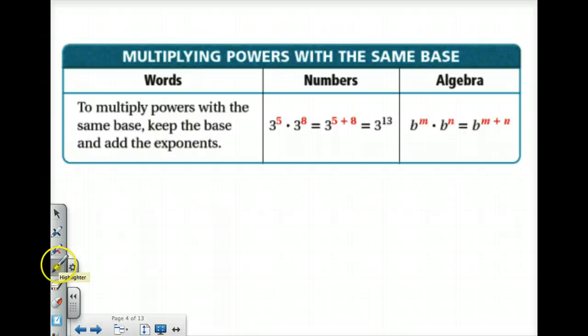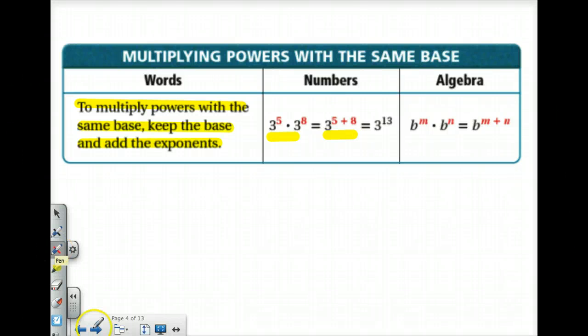So let's talk about multiplying powers that have the same exact base. Anytime we multiply powers with the same base, we keep the base and we add the exponents. It's as simple as that. The base stays the same, add the exponents together. So the example here given to us, 3 to the 5th power times 3 to the 8th power. Notice the base stays the same, we add the exponents together, and the answer is 3 to the 13th power.